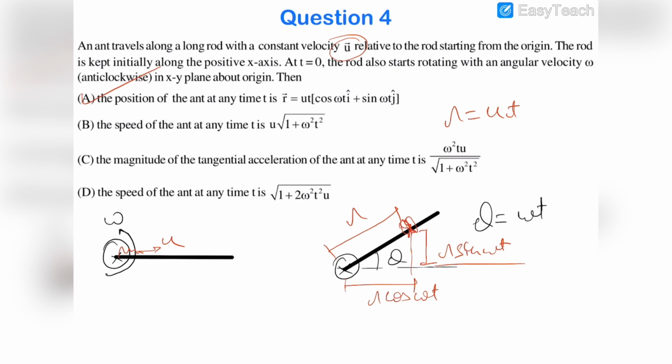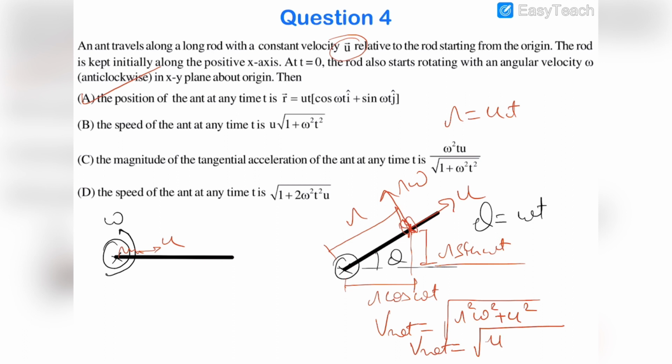Now the speed of the ant at any time t. We know that the ant is moving with the speed of u like that, and with the speed of r omega like that, because the ant is on the rod and this point of the rod is moving with the speed of r omega like that. So the net speed would be under root of r square omega square plus u square, where r is ut. So v net will be equal to under root u square t square omega square plus u square. We can take u square common, so the correct answer would be B.